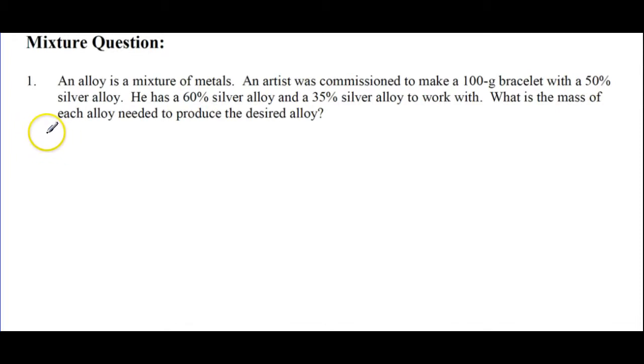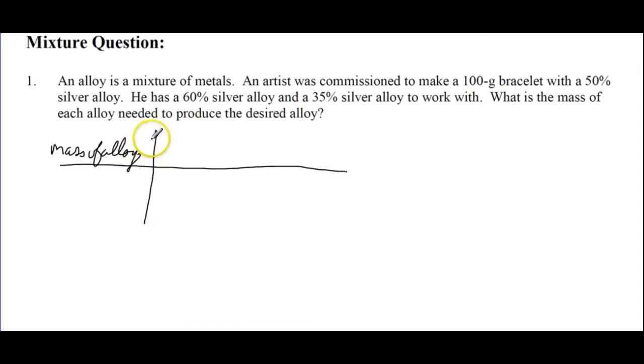So usually we need to define our variables, and we could say let x and y, but in these types of questions, it's best to make a little table of values, right? Make a table, mass of alloy. And what we've got to work with is the 60% alloy, and we say we're going to take x grams of that, and we've got the 35% alloy, and we'll take y grams of that, and the 50% alloy, what we want to end up with, well, we want to end up with 100 grams of that.